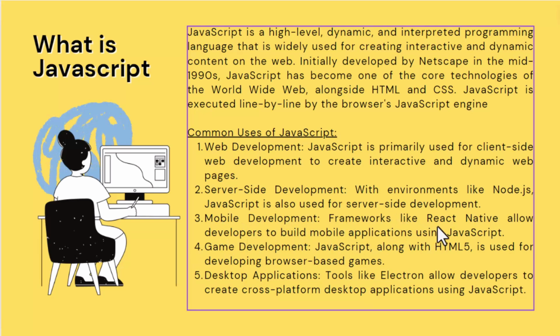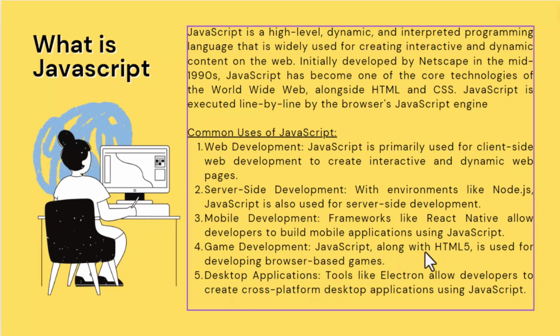In mobile application development, like the React Native framework, we actually use JavaScript. So the React Native framework is based on JavaScript. So we can say that in mobile development technology, JavaScript has a role. In game development technology, that means browser game development, JavaScript and HTML5 are also used.